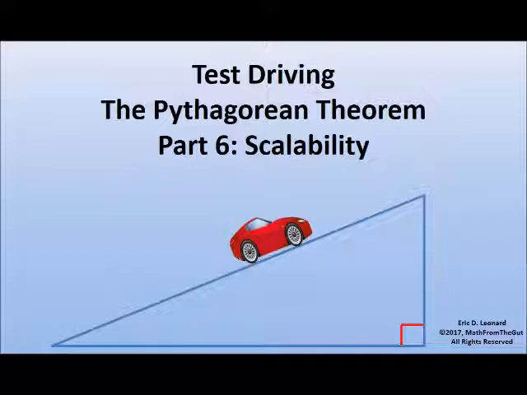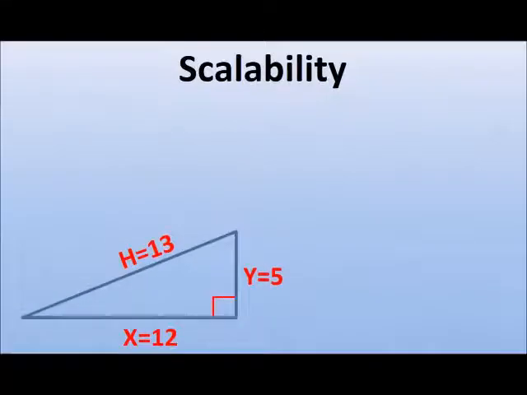In this video, we're going to consider how well the Pythagorean theorem scales. In other words, how is h, the length of our hypotenuse, affected when our legs x and y are both multiplied by the same number? For starters, what happens to h when both of the legs of our right triangle double in length?